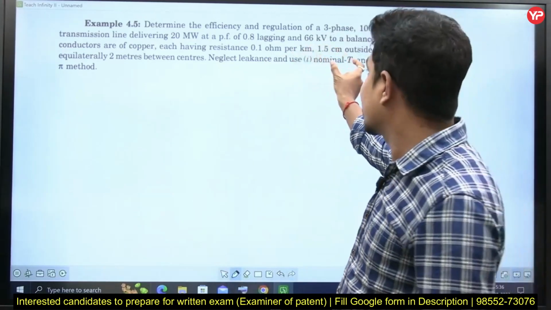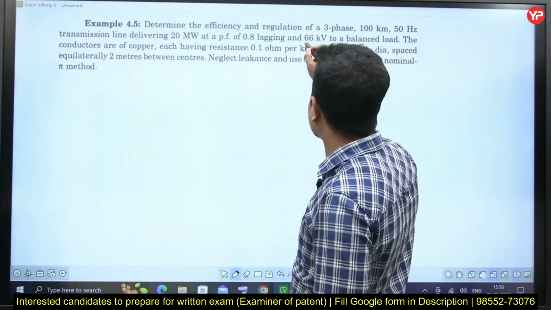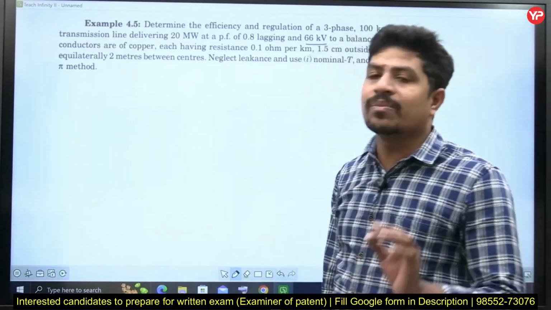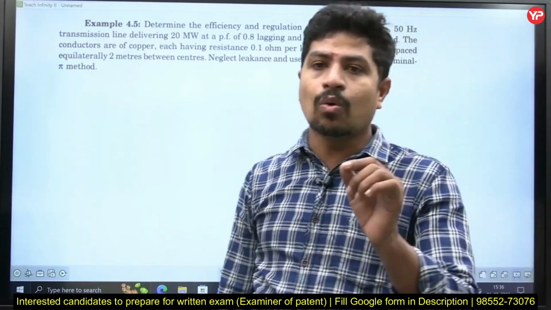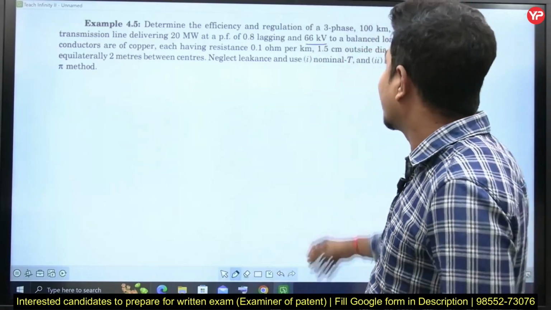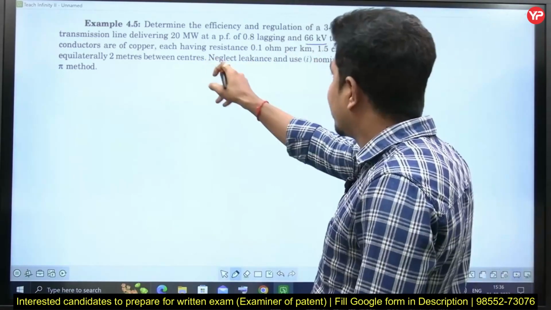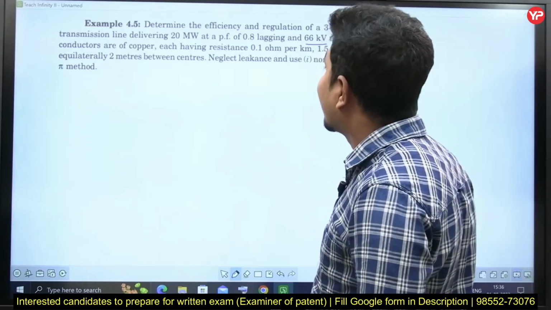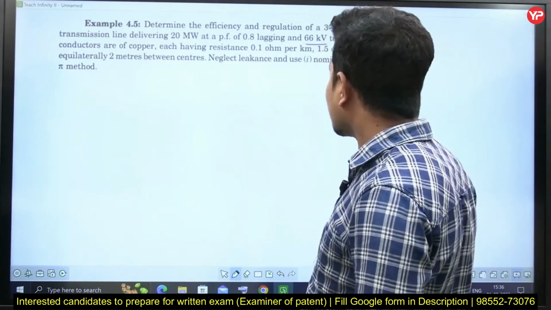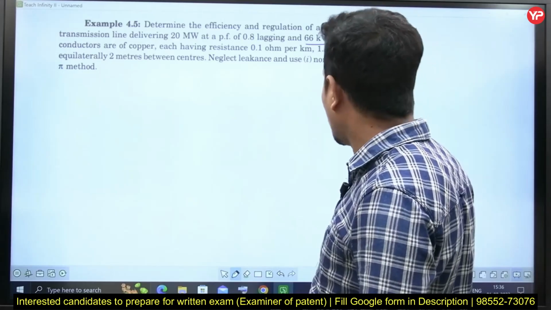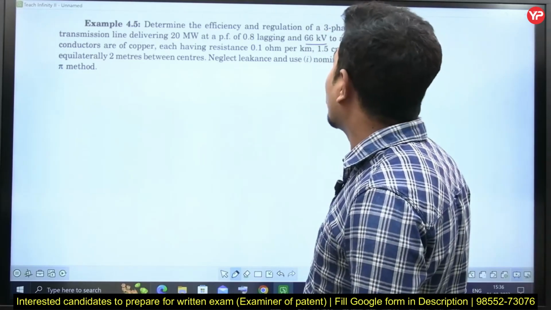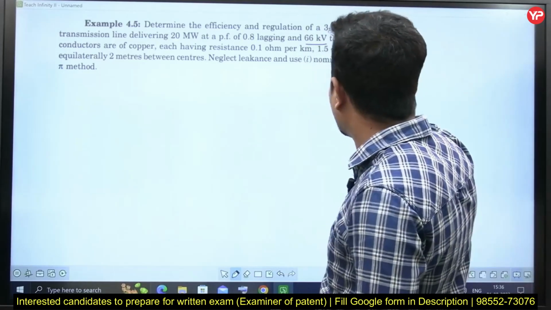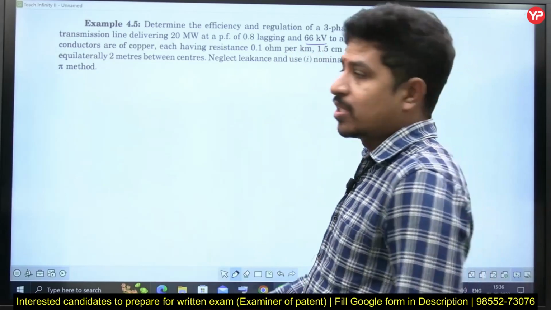The load is of 66 kV. This is the receiving end voltage. I told you, always, unless mentioned, the given voltage is taken as the receiving end voltage, right? And 100 km, 50 Hz, 20 megawatt, power factor is 0.8. The conductors are of copper, each having resistance of 0.1 ohm per kilometer. Okay, so per kilometer resistance is 0.1, then for 100 kilometers how much is it? 100 into 0.1, it is 10 ohm.